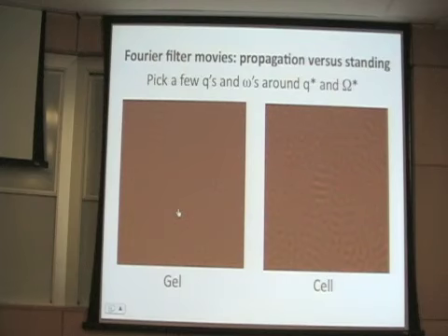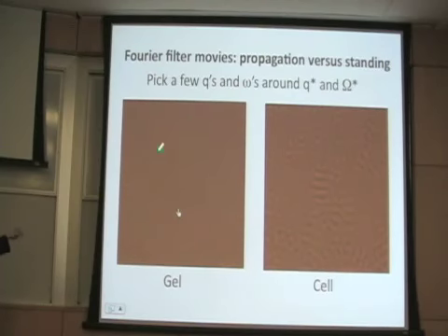Okay, this is the second to last slide. I figure those length scales and time scales are important. So just to get a visual idea of what's going on, I take my data and I Fourier filter it and get rid of all wavelengths and frequencies except for the crossover.